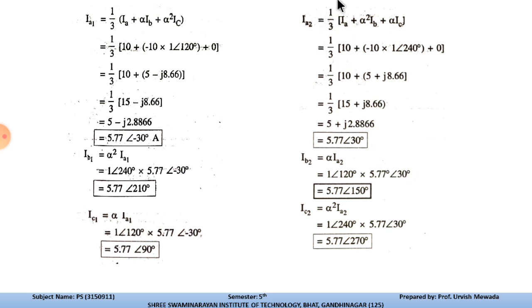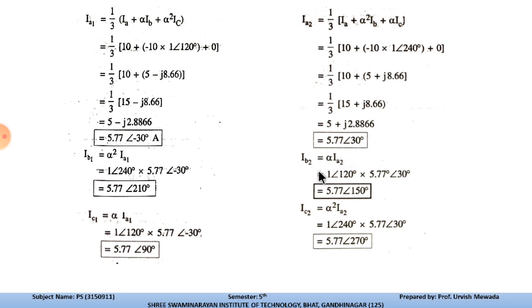So IA2 is one third of IA plus alpha square IB plus alpha into IC. So one third into IA is equal to 10, alpha square is 1 at angle 240, and IC is 0, that's why this term is placed over here, that is 0. So one third of 10 plus 5 plus j 8.66. After solving this, we will have the a plus jb form, that is 5 plus j 2.8866. So the r angle theta form of the IA2 is 5.77 at angle 30.